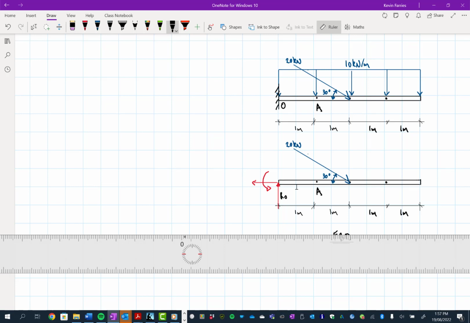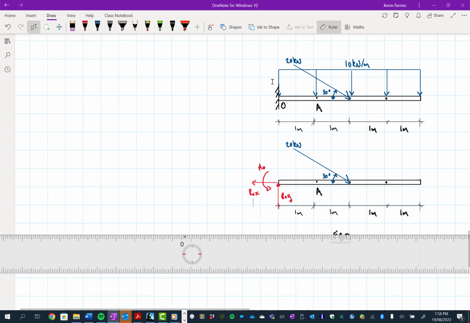So these are not internal forces, these are reactions. The internal forces are going to be at A. Better do that the same color though. So that's going to be RO, that's going to be MO, and that's ROY. This will be ROX. So that's what we're trying to find. We're trying to find the support reactions first.